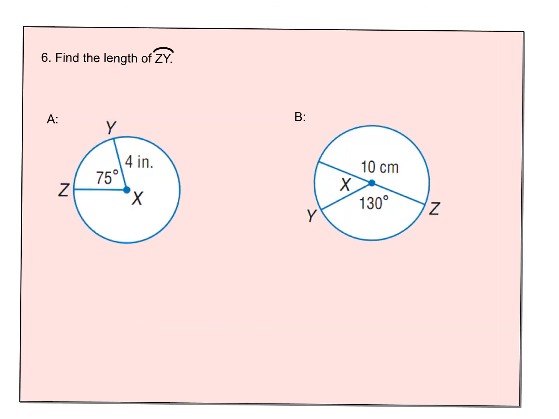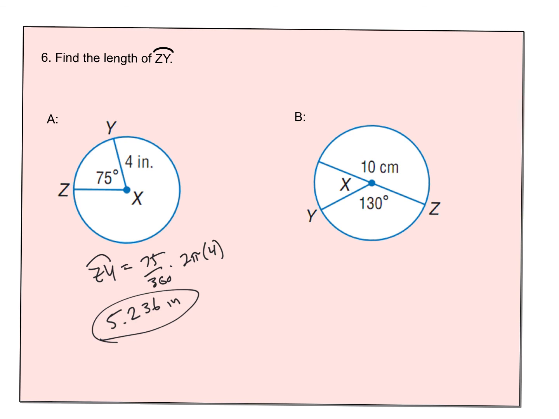So when I look at arc ZY here, it would be equal to 75 over 360 times 2 pi 4. So calculator mashing later, 8 pi times 75 divided by 360 is going to be 5.236. And that's a perfectly acceptable answer. That's how far it is.